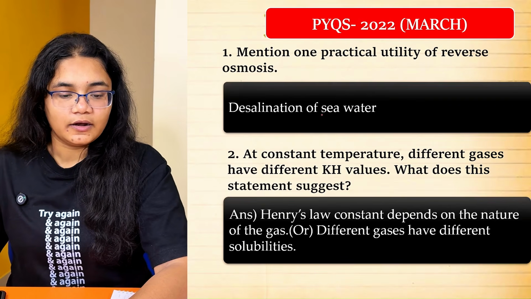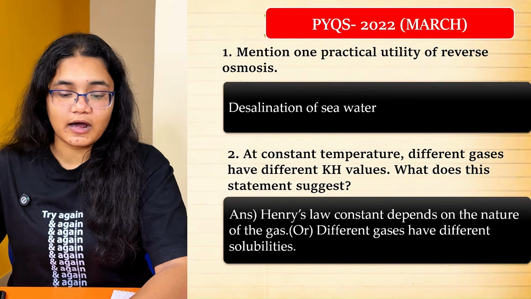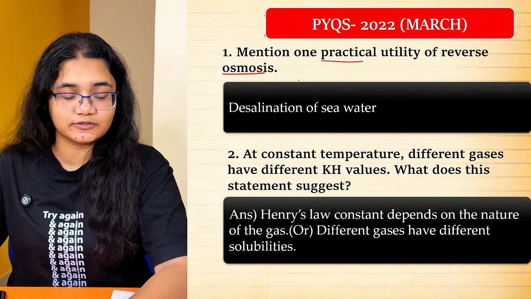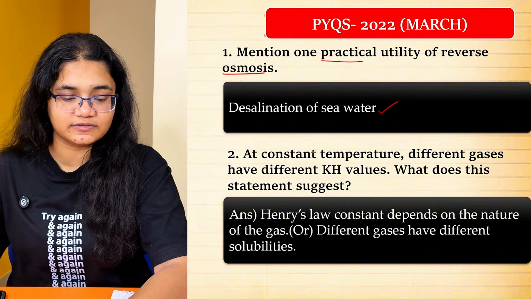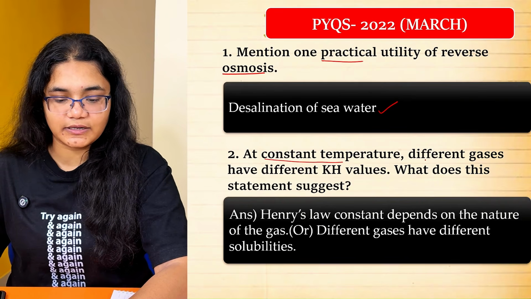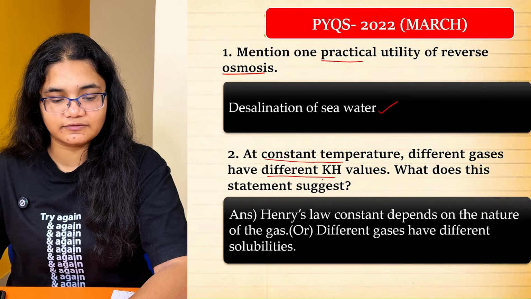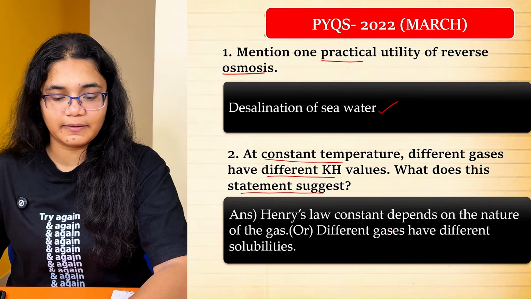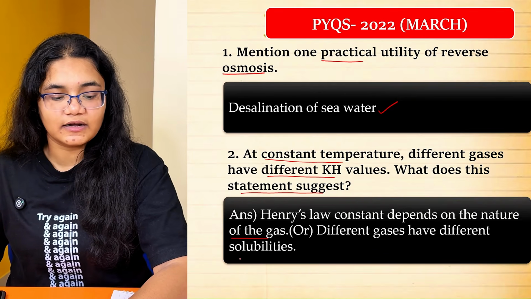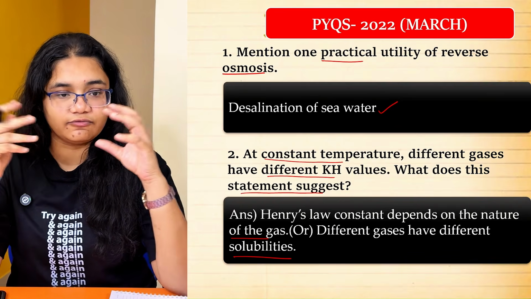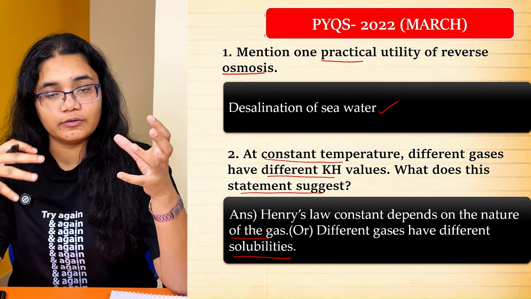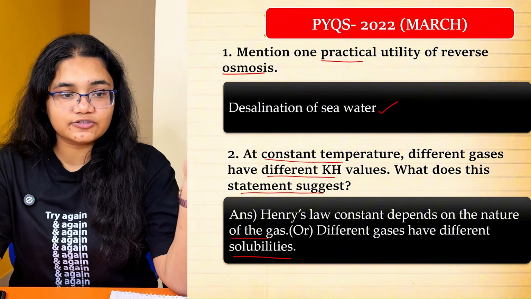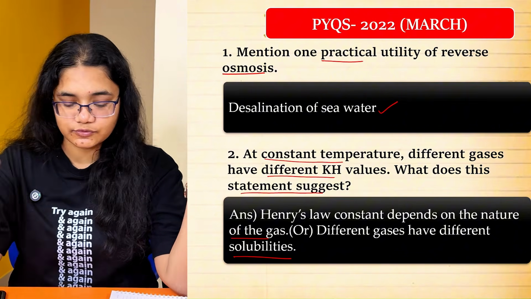Next, we'll go to the 2022 March PYQs. Mention one practical utility of reverse osmosis. It is used in the desalination of seawater. Next, at constant temperature, different gases have different KH values. What does this statement suggest? Henry's law constant depends on the nature of the gas. The solubility of a gas in a solvent depends on its nature, so we have different KH values.